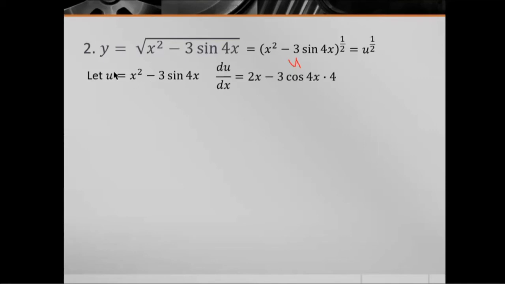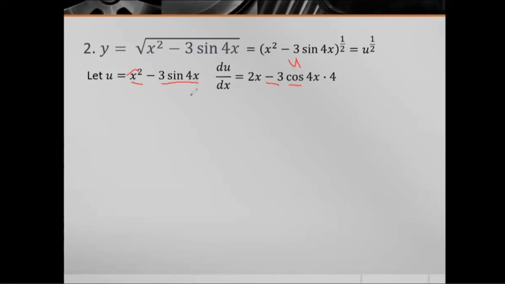Then, since meron na tayong u, kuhanin natin ngayon ang derivative of u with respect to x per term. Nandiyan ang x square, so ang derivative nun ay 2x. Baba mo lang yung 2, then minus 1. So, 2x. Next, ang 3 ay constant, so minus 3, nandun lang ang minus 3, constant naman yon. So, ang derivative ng sine ay cosine.